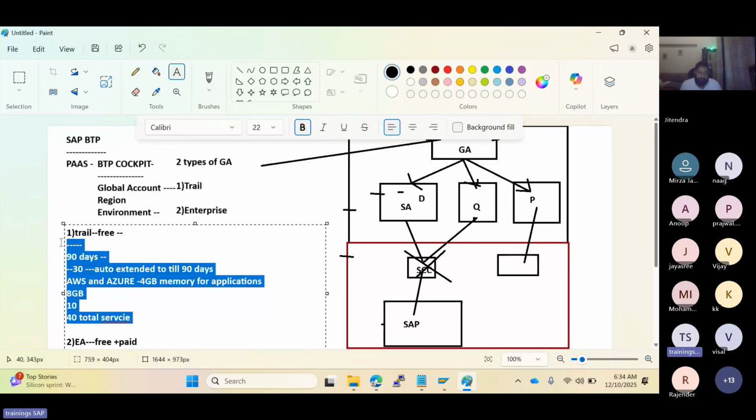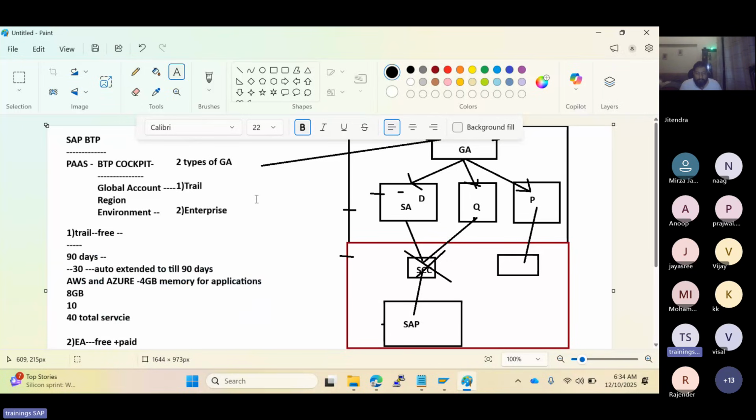Then there are some limitations for this one here. So how do we get the BTP trial account? First of all, what is the way to get the BTP trial account here? There is a procedure. If you follow that procedure, then we can self register the BTP trial account. We can self register trial accounts, but enterprise accounts we cannot self register. It has to go through our account manager with SAP.